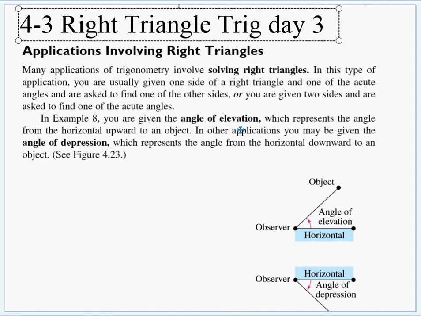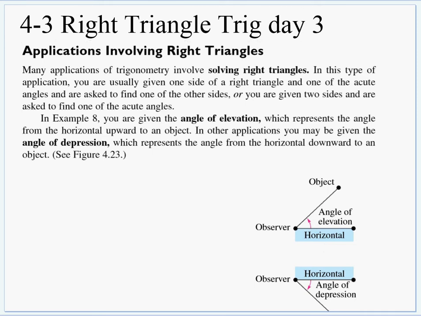to the object. In other applications, you may be given an angle of depression, which represents the angle from horizontal downward to an object. Like if you're in an airplane or a hot air balloon and you're looking down to something, that would be an angle of depression. Now it says here to solve a right triangle, that means you're going to find all the missing stuff.